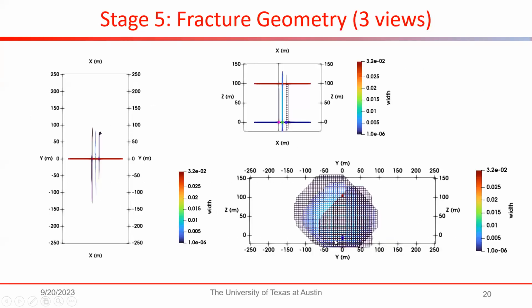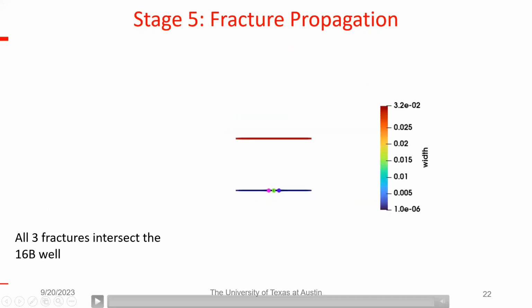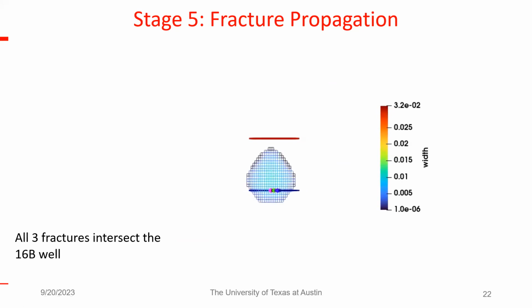So that's the idea here, and you can see that this time the fractures tend to be a lot more planar and a lot more going off in a similar direction in all these cases. And if you play the movie here, all three fractures do intersect. So you create one fracture that intersects the 16B well, then you create the second fracture, and then you create the middle fracture.